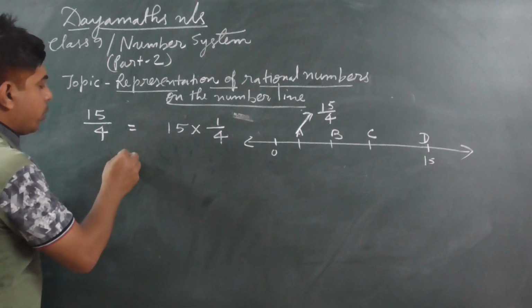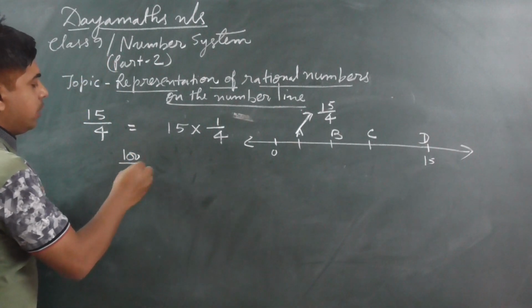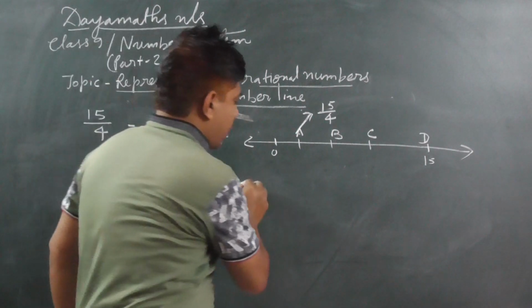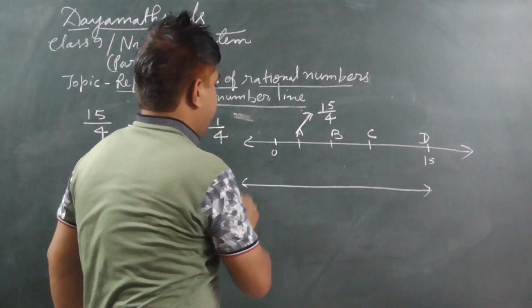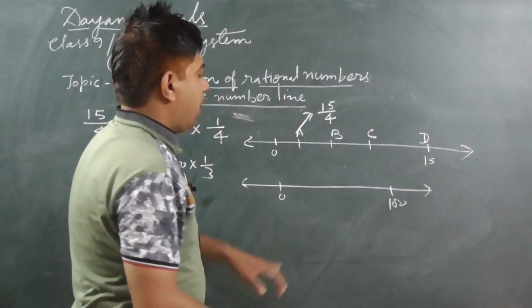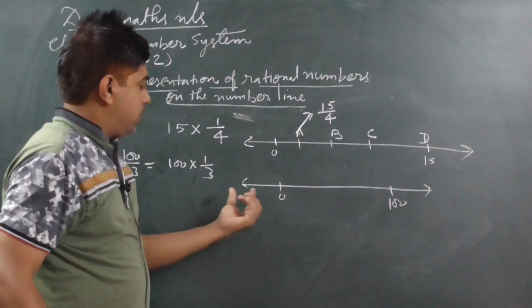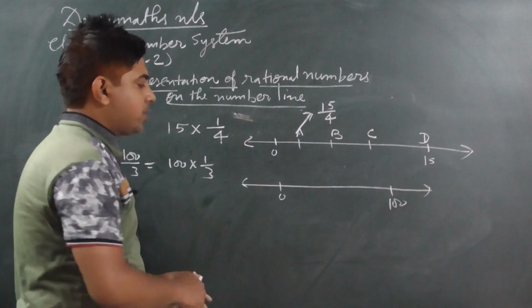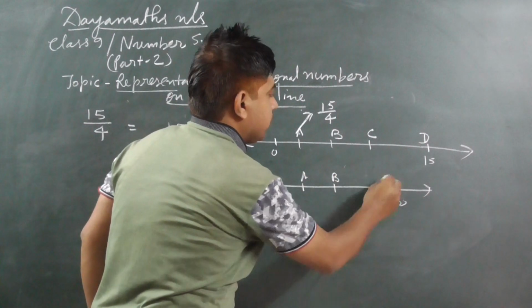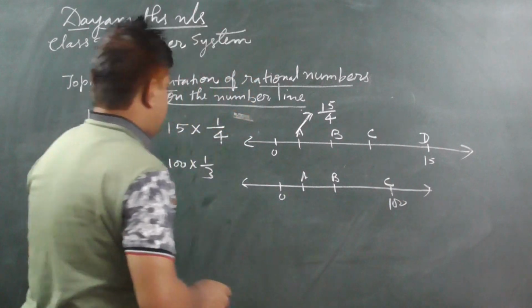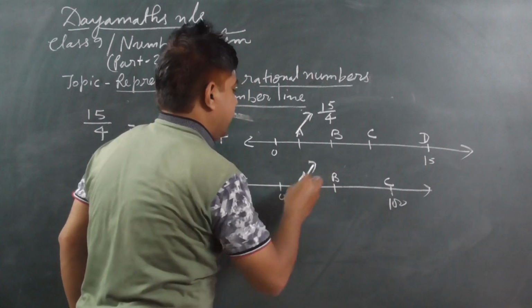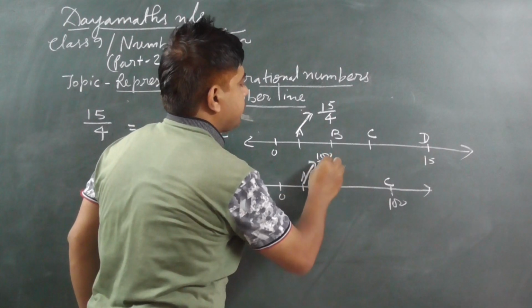Once again, if you get 100 by 3 here, you can write 100 into 1 by 3. So just draw a line, give arrow from both sides, take 0 to 100, and divide this distance from 0 to 100 into 3 equal parts. First part, second part, and this is the third part. Now you have to choose the first part. So this first part will indicate 100 by 3.